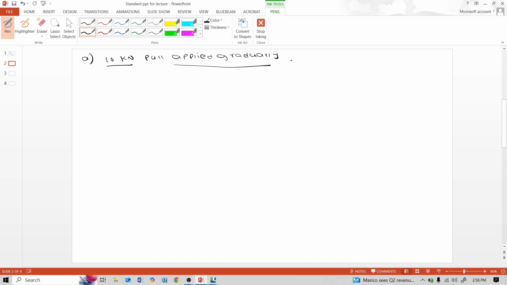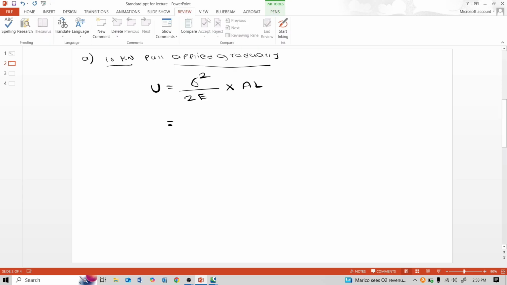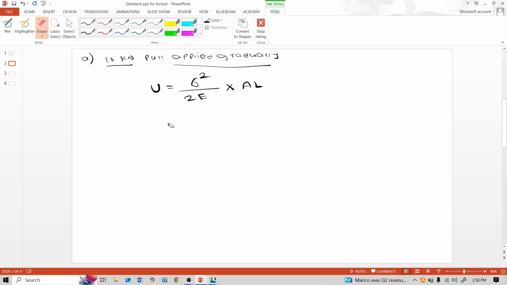What is strain energy? Strain energy is denoted as U, and the formula for strain energy is sigma square upon 2E, where sigma is stress and E is modulus of elasticity, multiplied by area into length. So in this numerical we have E is 200 GPa, L is 600 mm. We don't know the area and the stress, but we all know that area of triangle is half base into height.